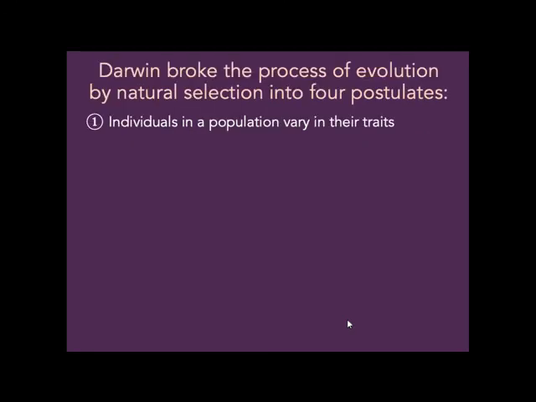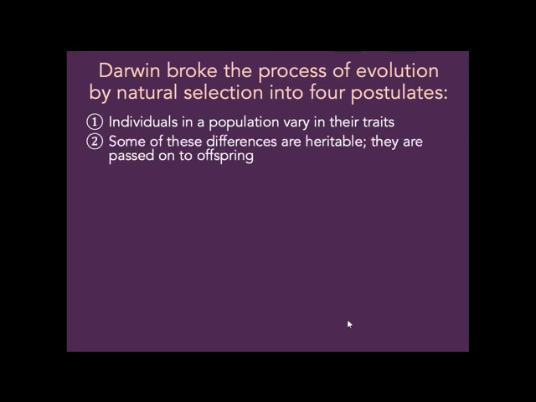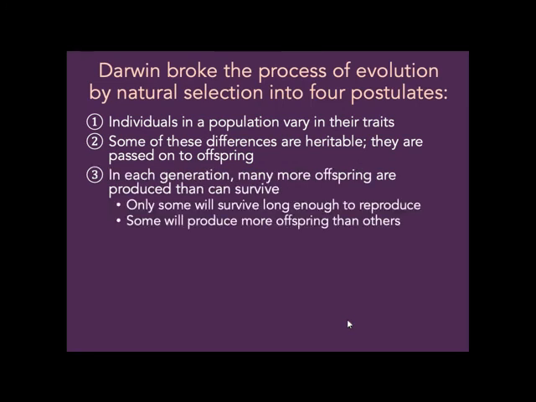All right, so Darwin broke the process of evolution by natural selection into four postulates. The first postulate is that individuals in a population vary in their traits, right? Everyone is different. The second is that some of these differences are heritable, meaning they can be genetically inherited and passed on to offspring. The third is that in each generation, a lot more offspring are going to be made than can actually live to adulthood. So only some of them are going to survive long enough to reproduce.